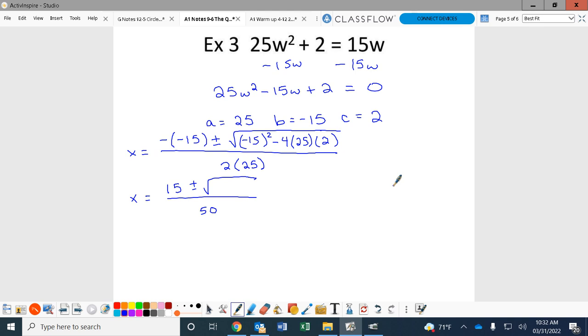I'm going to say it one more time. 15 negative squared minus 4 times 25 times 2 equals. Should give you 25, I think. 25.